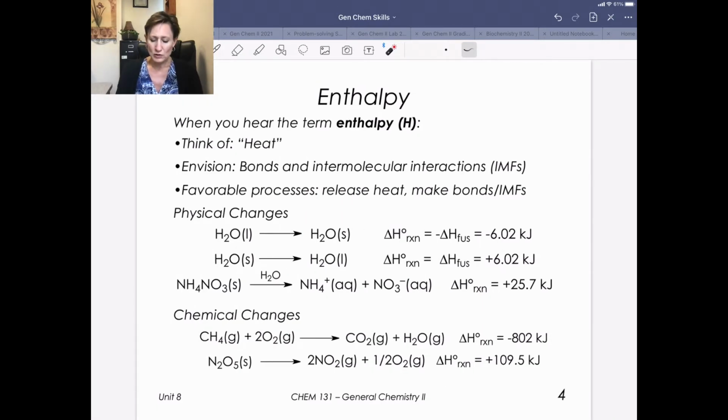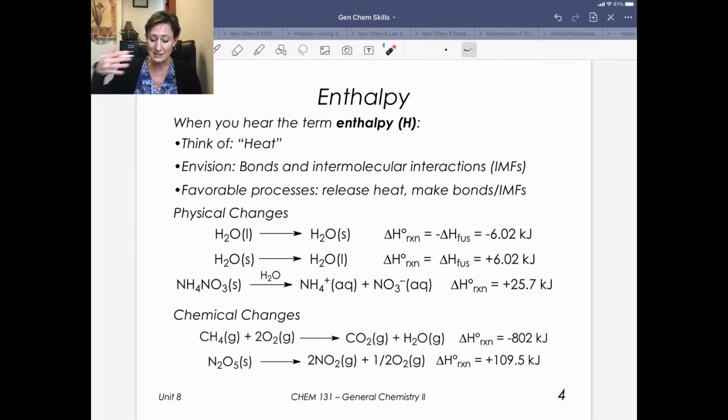So reviewing what we learned about with enthalpy. This again is something we learned last semester. It's the letter H to think about enthalpy. I want you to think about heat. I want you to envision bonds and intermolecular forces, and a process that is favorable releases heat or it makes bonds or intermolecular forces. Those are favorable processes.